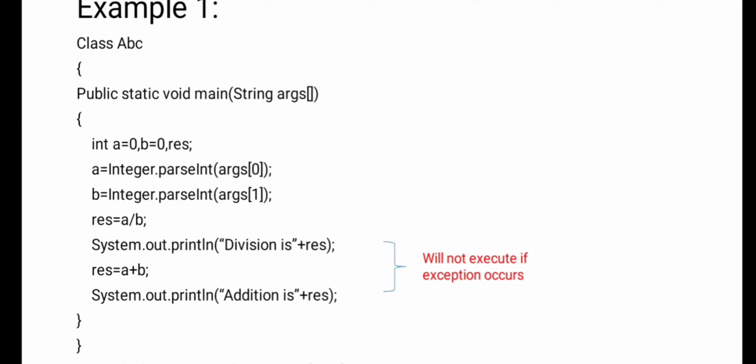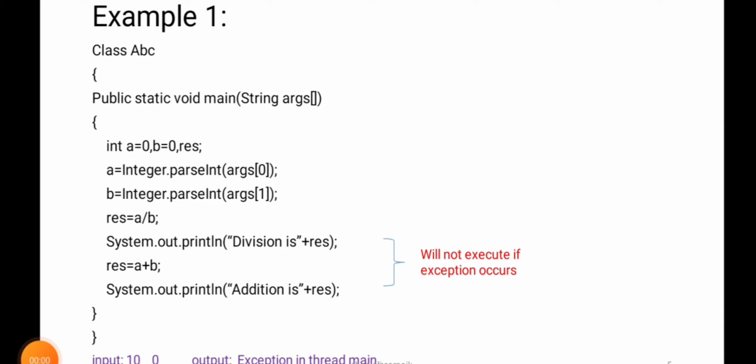The variable res stores the value of a divided by b, and it will print the result in the following statement, System.out.println, division is whatever the result will be. Now again res is equal to a plus b, like an addition program, which will give the output and it will be stored in the res variable. So here also the res variable will store the result of addition and it will be printed again.